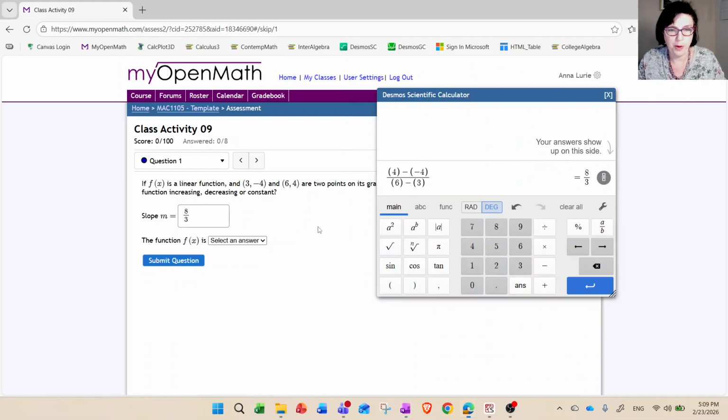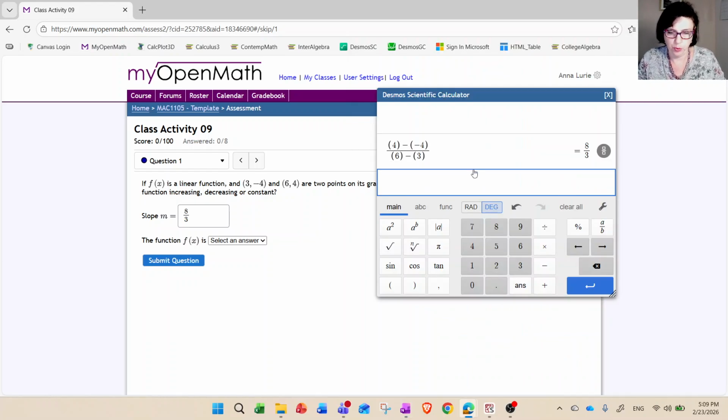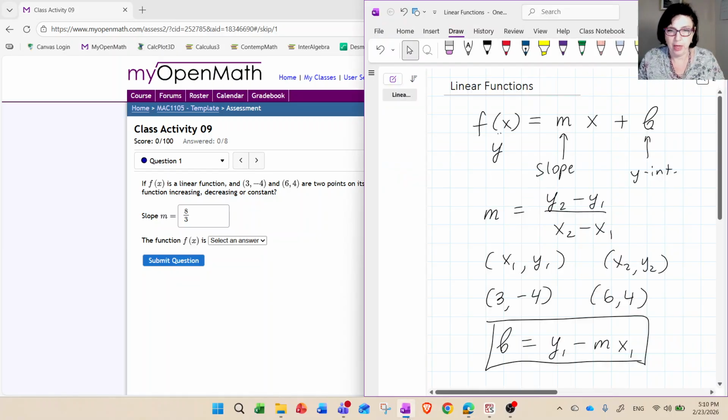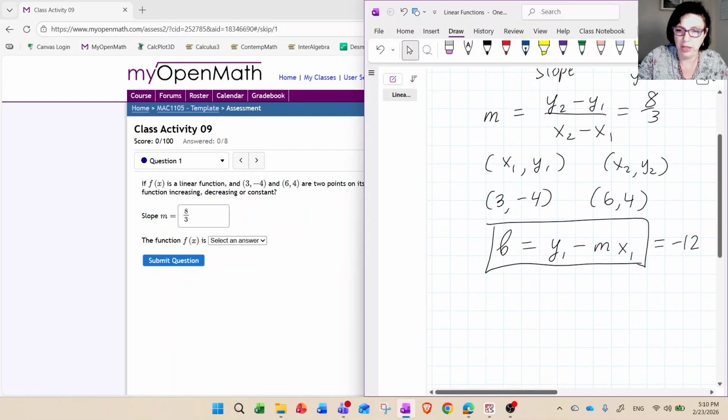So in my case, the y-intercept is going to be y1 minus slope times x1. So what's what? First of all, what is y1? That's the y coordinate of the first point. Then the slope, which I just found, multiplying that by x1, which is the x coordinate of the first point. And in this case, that's negative 12. So this is negative 12 and this is 8/3. Can we come up with the equation of this line? The answer is yes.